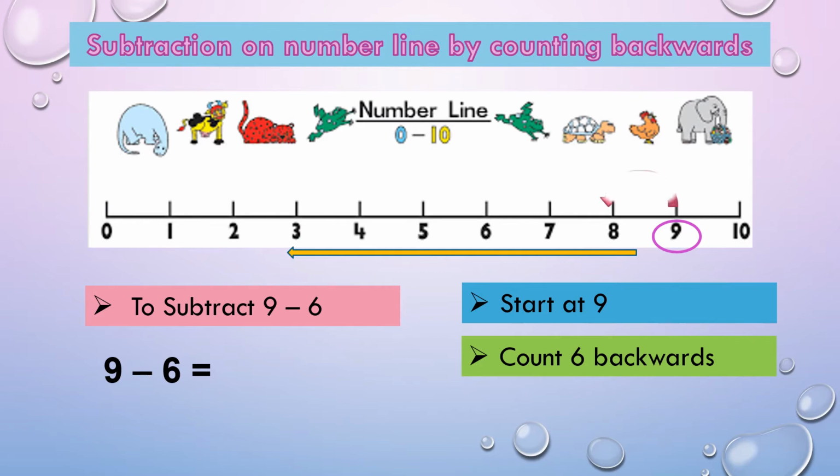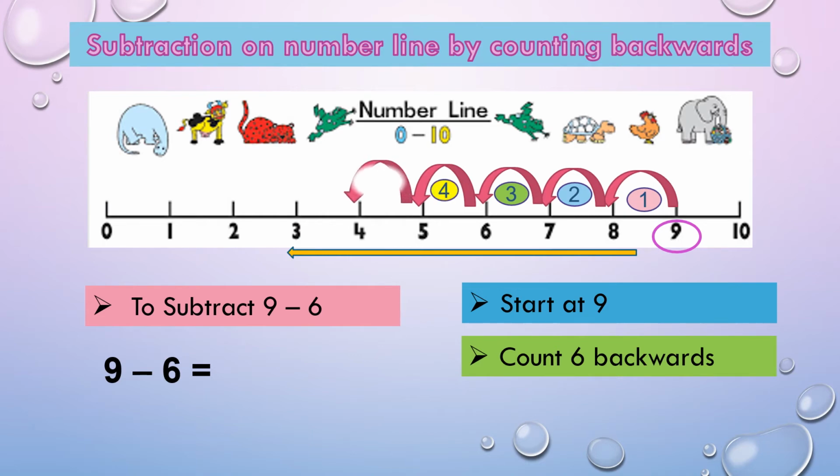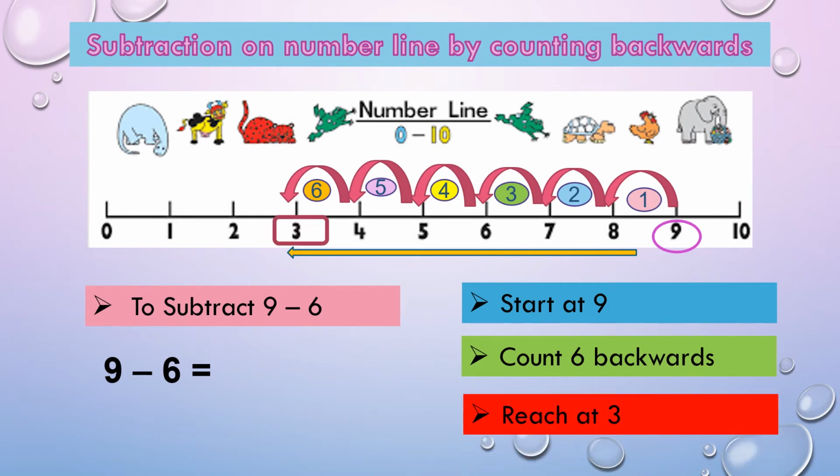So we can take the first step, then we reach number 8, then 7, then 6, 5, 4, and 3, means we have taken 6 steps in the backward direction and we reach at number 3. So we can say that 9 minus 6 is equal to 3. Or you can say that when we take away 6 from 9, the answer is 3.